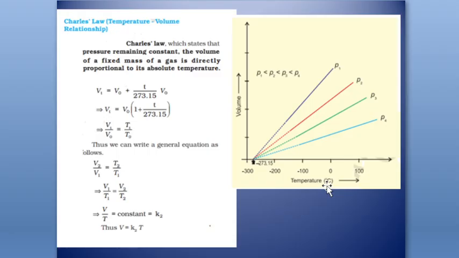Second law is Charles' law, where the pressure remaining constant, the volume of a fixed mass of a gas is directly proportional to the absolute temperature. So V is proportional to T. So V2 by V1 is equal to T2 by T1. So V is equal to K2 into T. The graph is given here. So the volume versus temperature curve is a straight line.